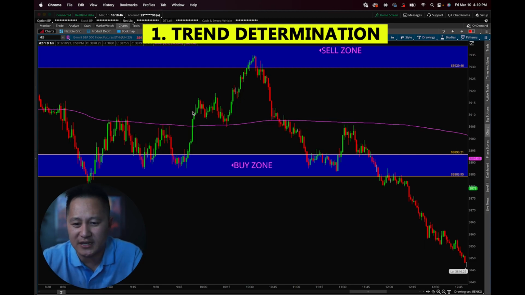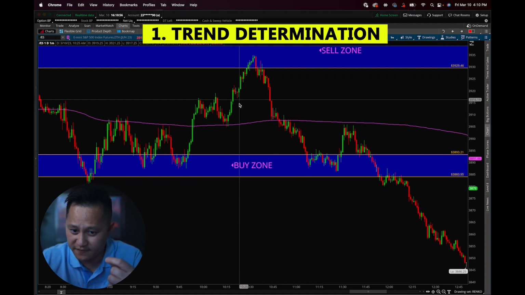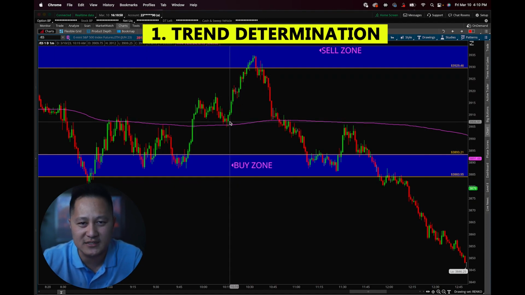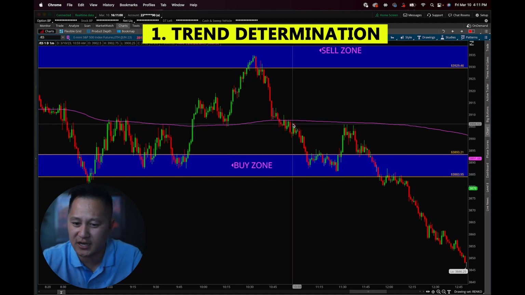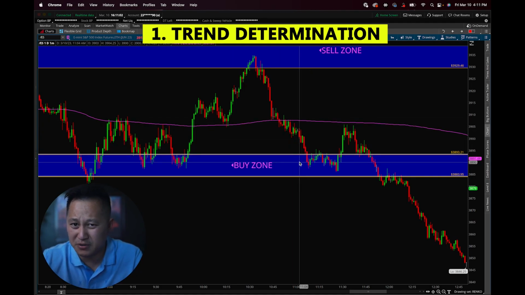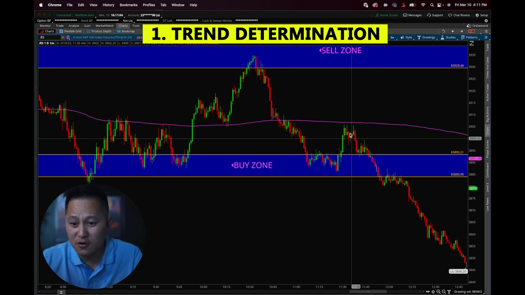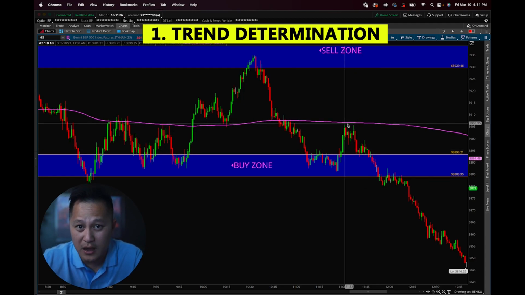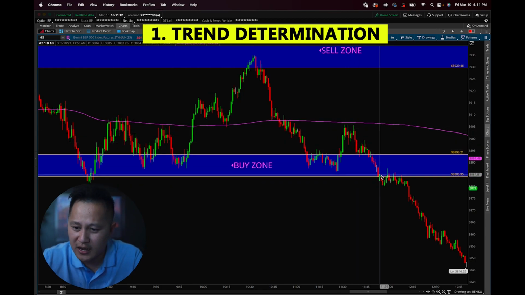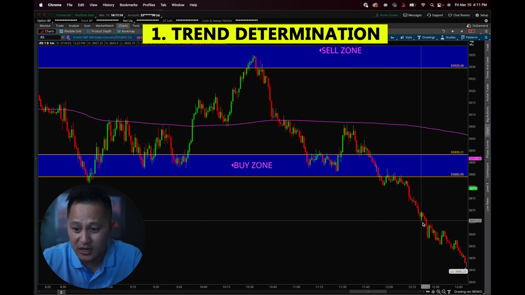Looking at these charts, consider VWAP is the purple line here traveling across the charts horizontally. As long as price is moving above this purple line, the trend is then bullish. Vice versa, especially when price is below the buy zone and moving below this VWAP value, the trend is then bearish. It's bearish here, it's bearish here, and it's definitely bearish there.